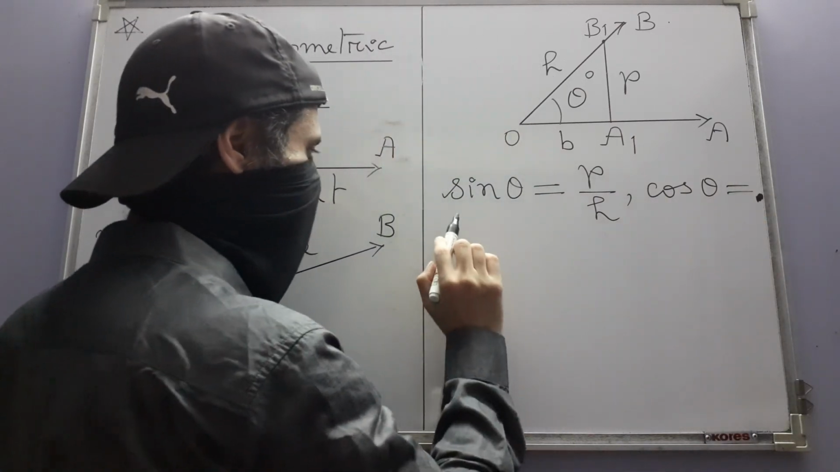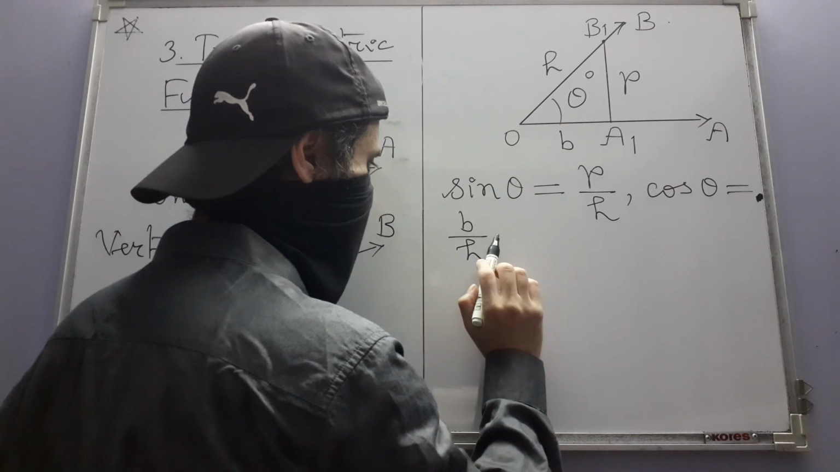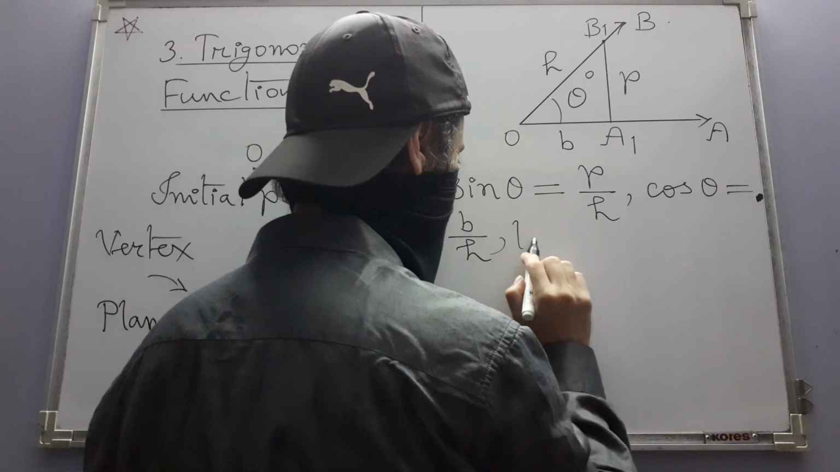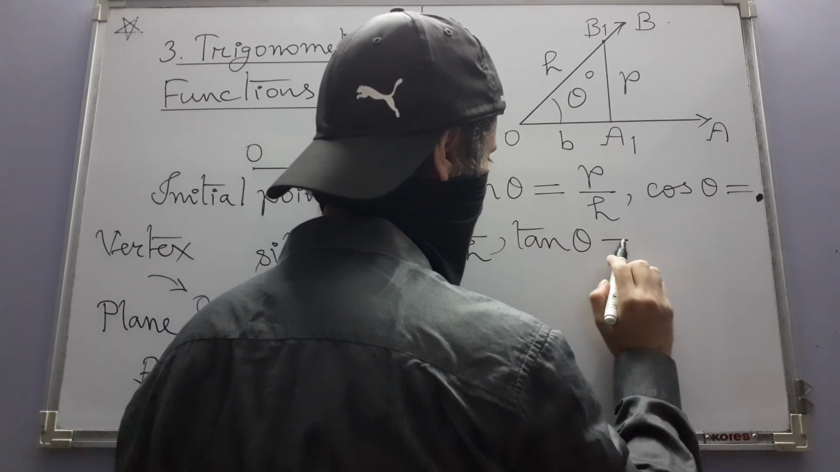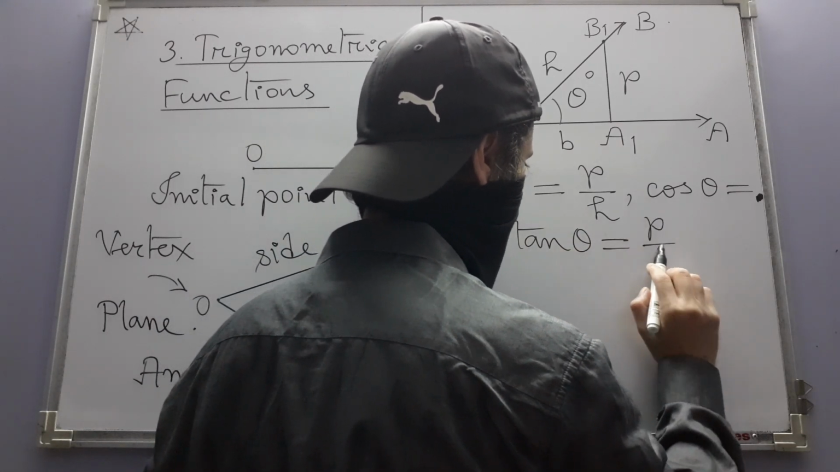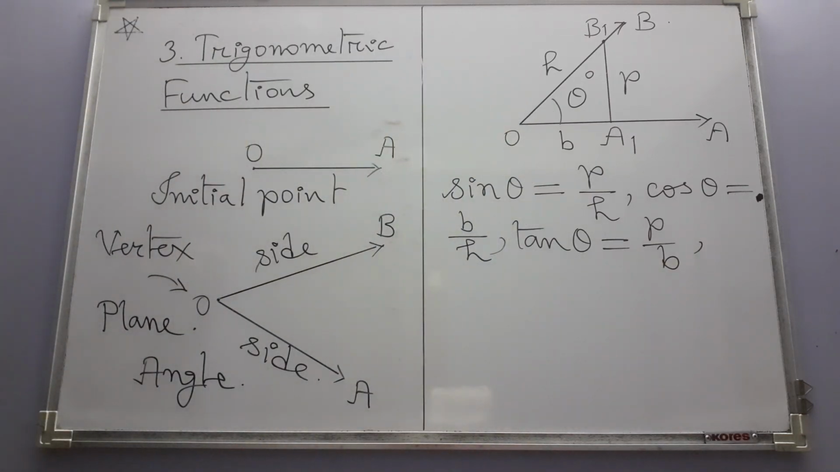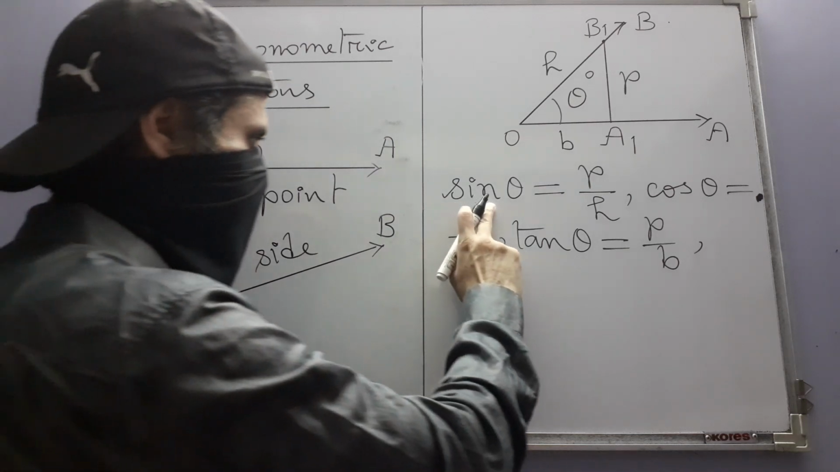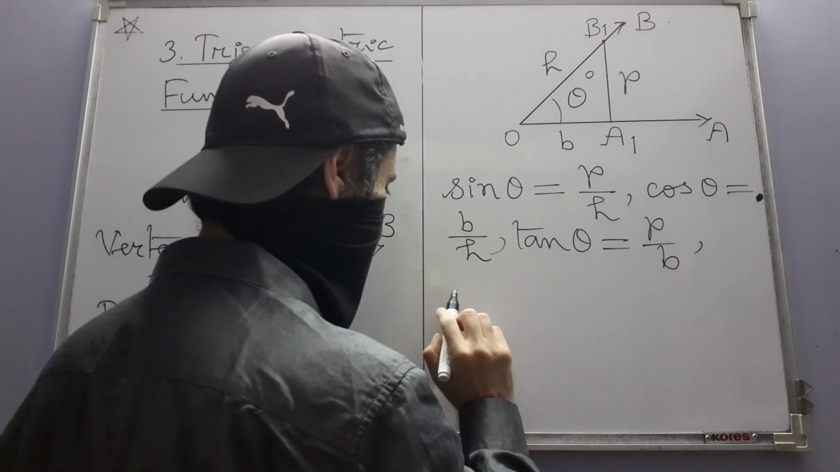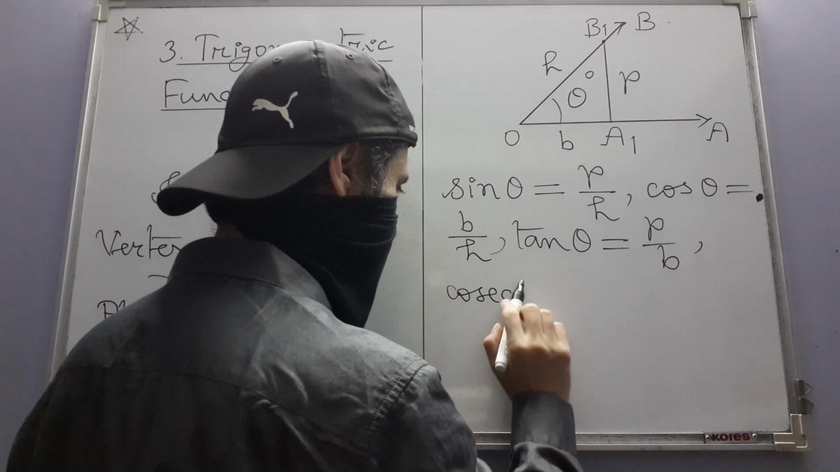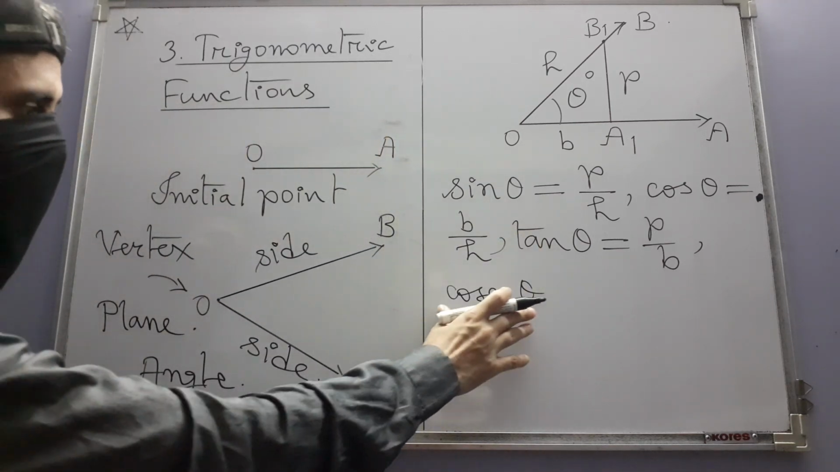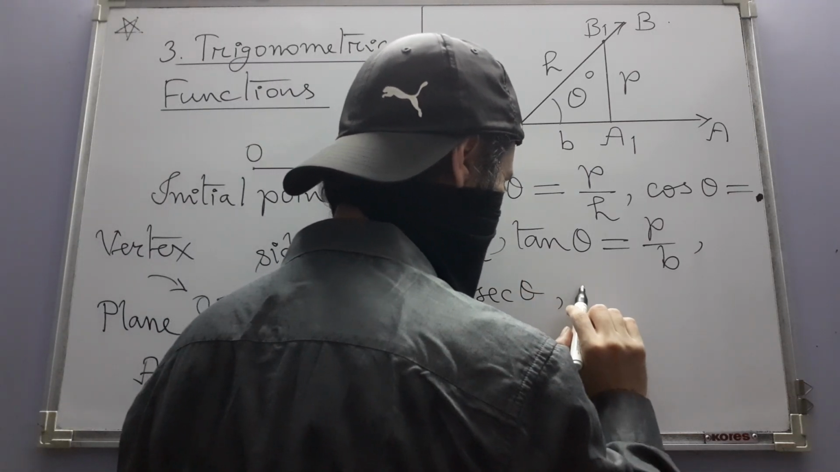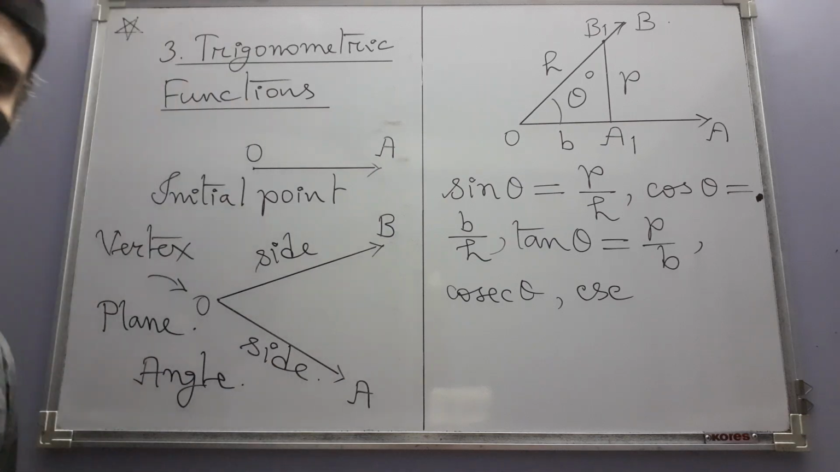Cos theta is base divided by the length of the hypotenuse. Then tan theta is P divided by B. Okay, and then next come the reciprocals of these things. The reciprocal of sine theta is cosecant theta. Some people write COSEC, and the modern notation is simply CSC. Okay.